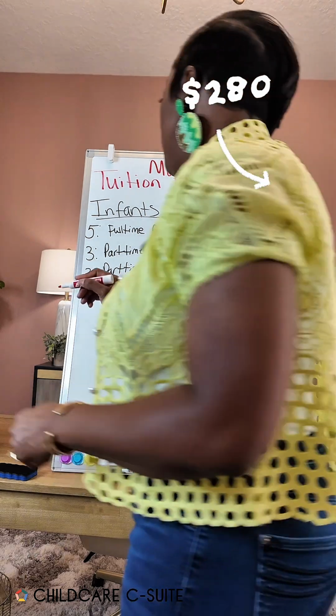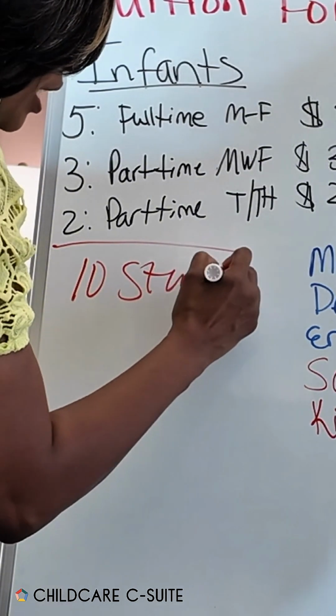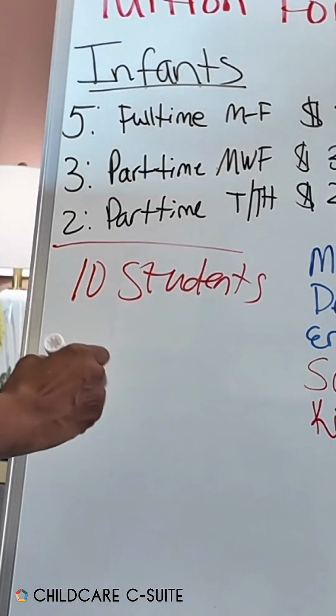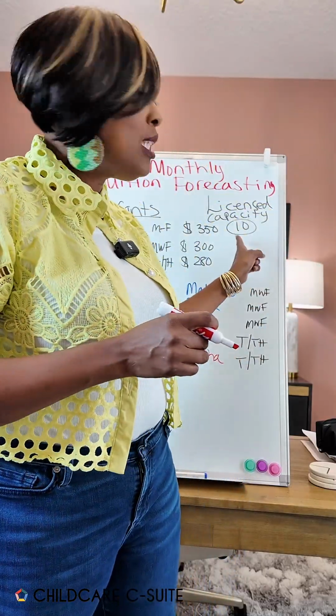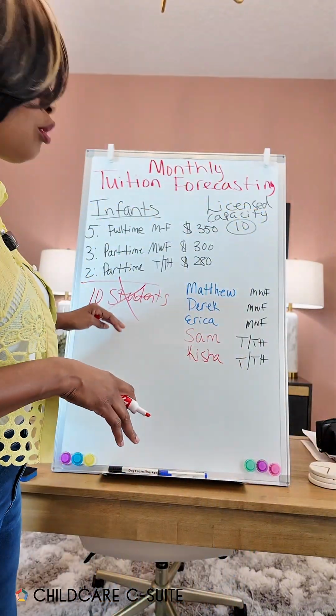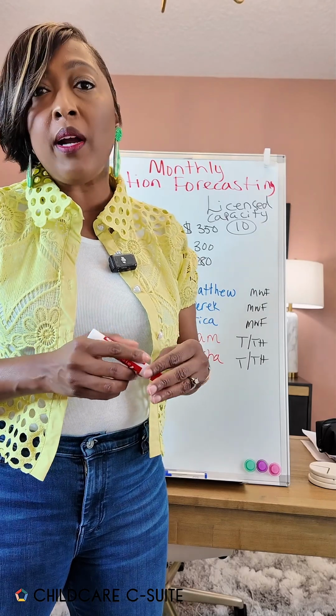At first glance, you're like, oh, wow, I am full because I have 10 students. Wrong. We are not full. We are licensed for 10 students who can be there at one given time on a particular day, right? I have 10 students, but that classroom is not filled. And why? It's because of my part-time students.